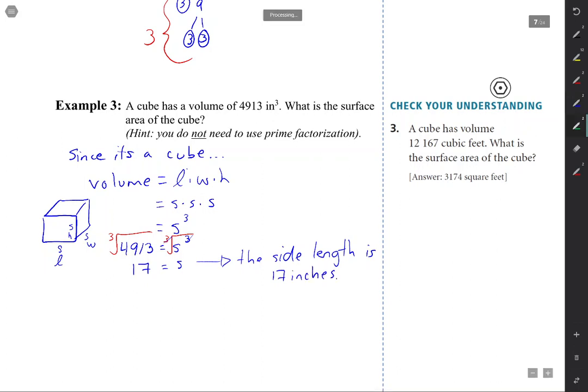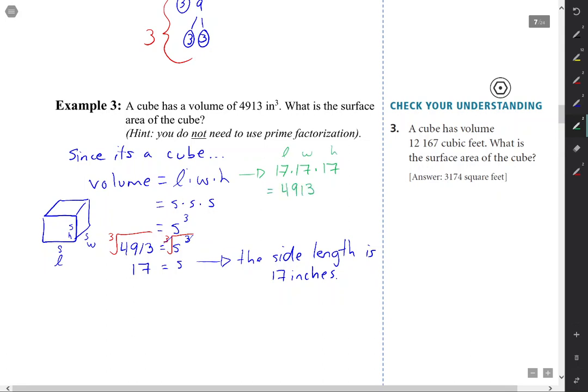And this makes sense because if we put into our calculator 17 times 17 times 17, which is like the length, width, and height, we would get the volume, which is 4,913. Okay, so now that we have the side length, we need to find the surface area.